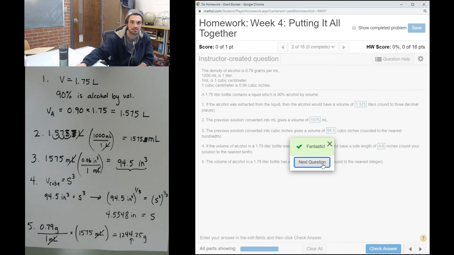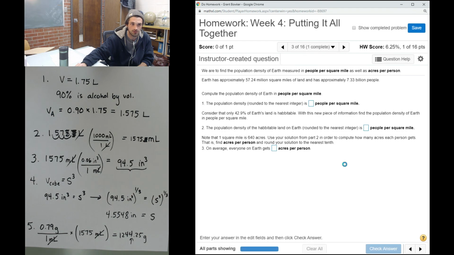Alright, so that gets us through problem number 2. I'll go ahead and I'll end the video here, and I'll pick up at this population density problem.